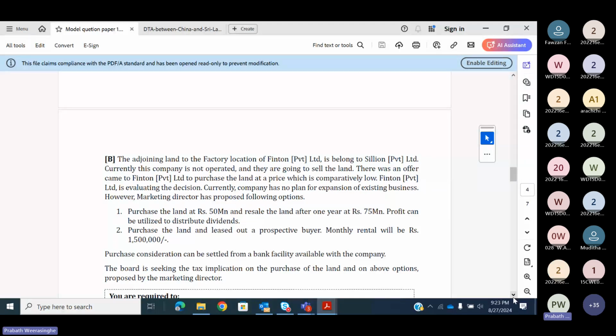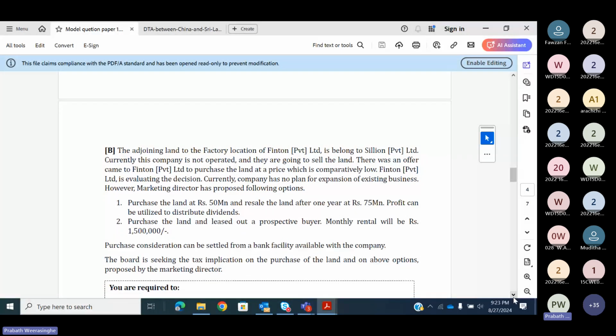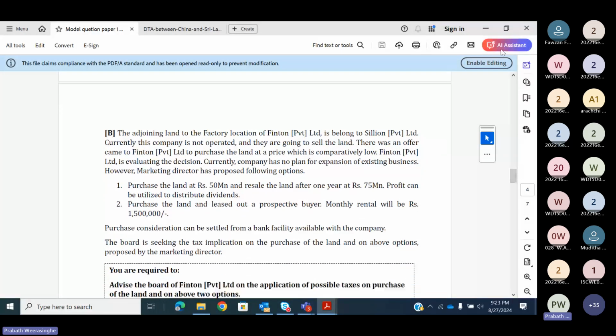Right. Question number 1 is entirely the computation part. Basically, we covered these areas. Focus on that.